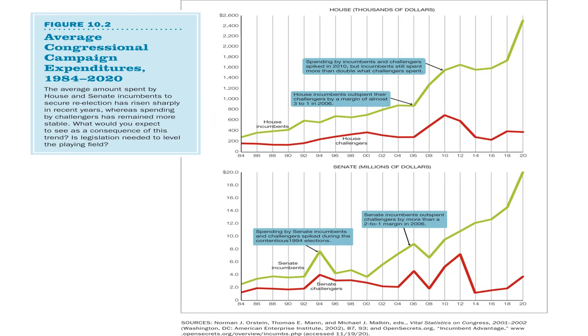office. So if we look at two tables, from 1984 to 2020, that show the average congressional campaign expenditures, you'll see House incumbents here in green generally have more money raised than House challengers. And it's almost the same in the Senate and the Senate challengers.